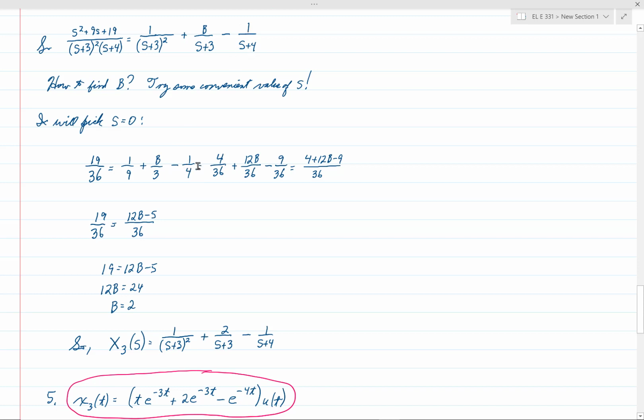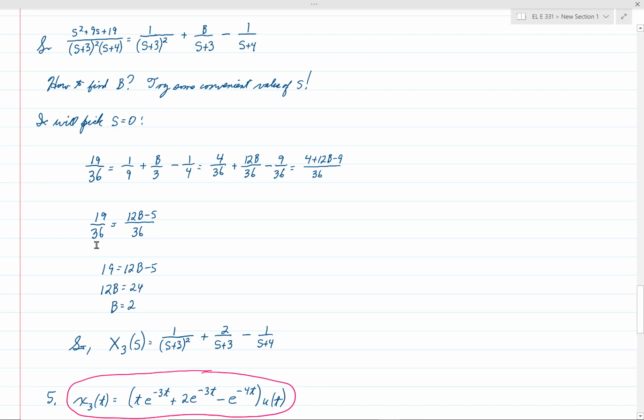Now you can see on the right-hand side that it will be convenient. Well, the least common denominator is 36, which matches the denominator on the left-hand side. So that certainly should be the direction we'll go in. So 1/9 is 4/36, B over 3 is 12B over 36, and minus 1/4 is minus 9 over 36. So when we collect that all together, we have (4 plus 12B minus 9) over 36.